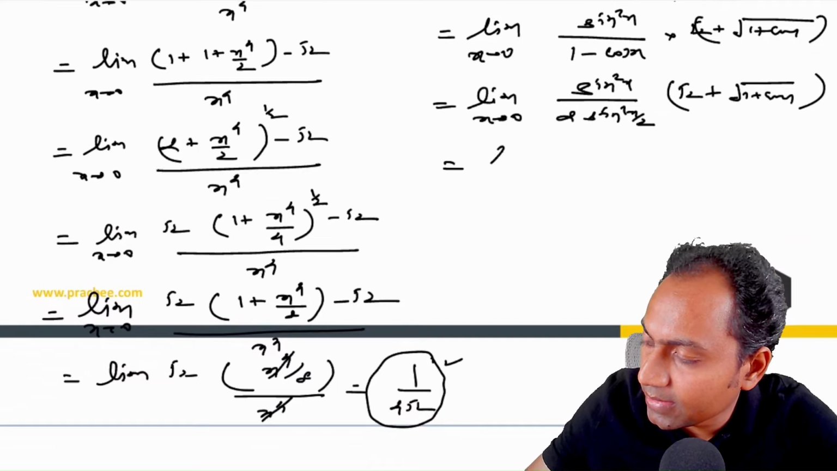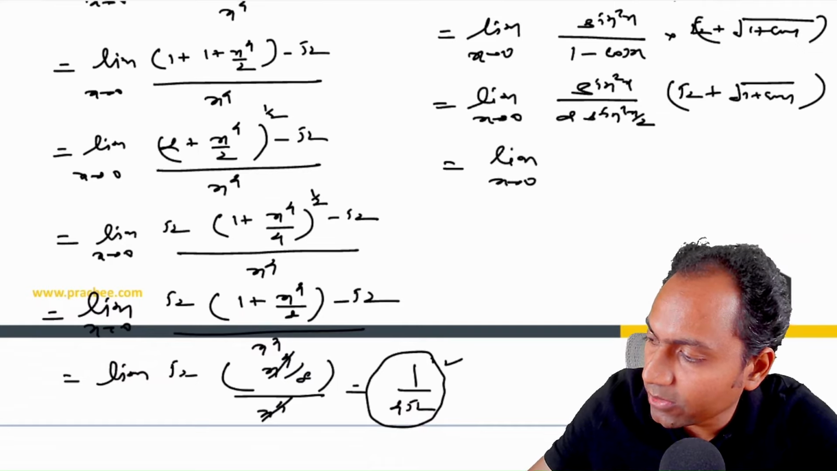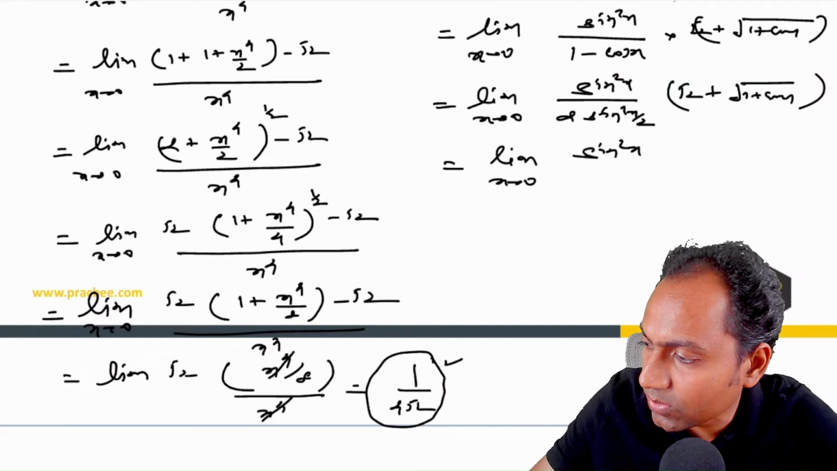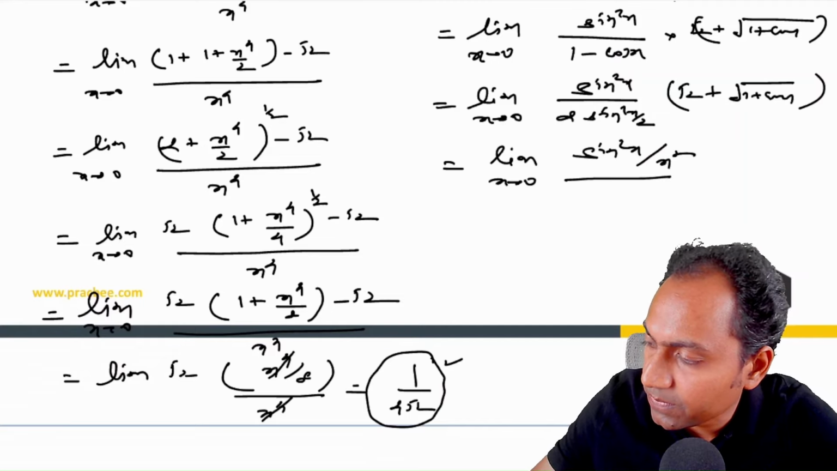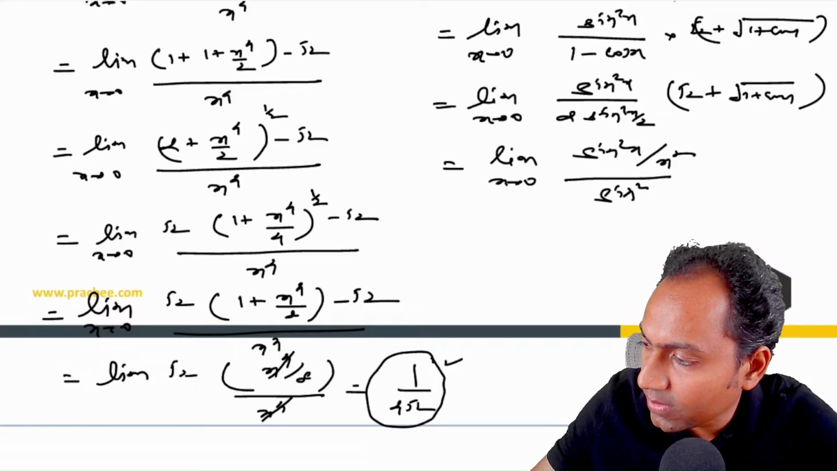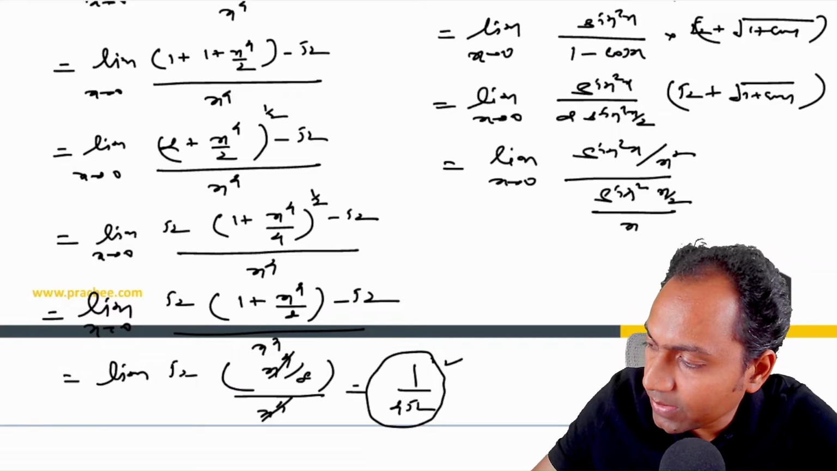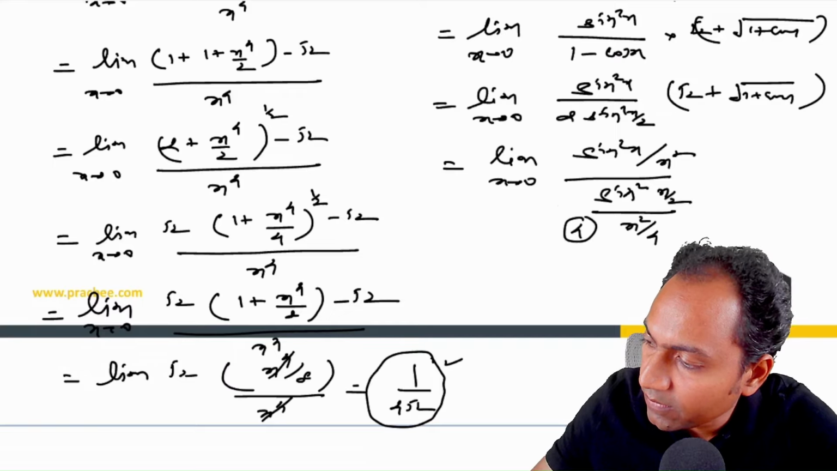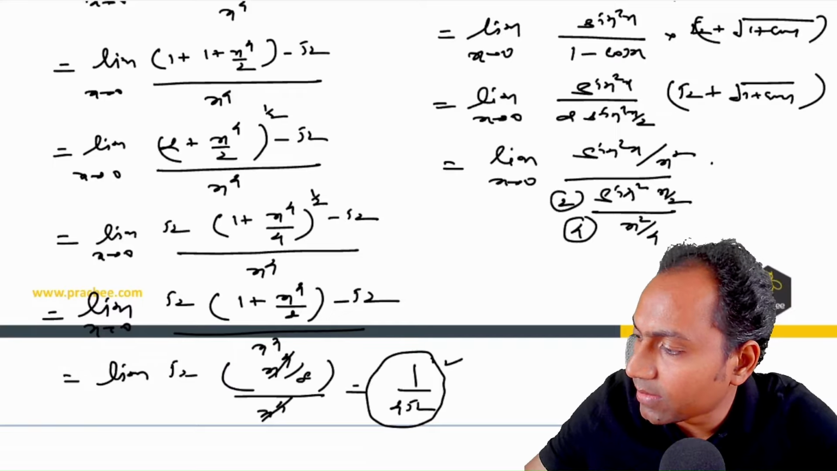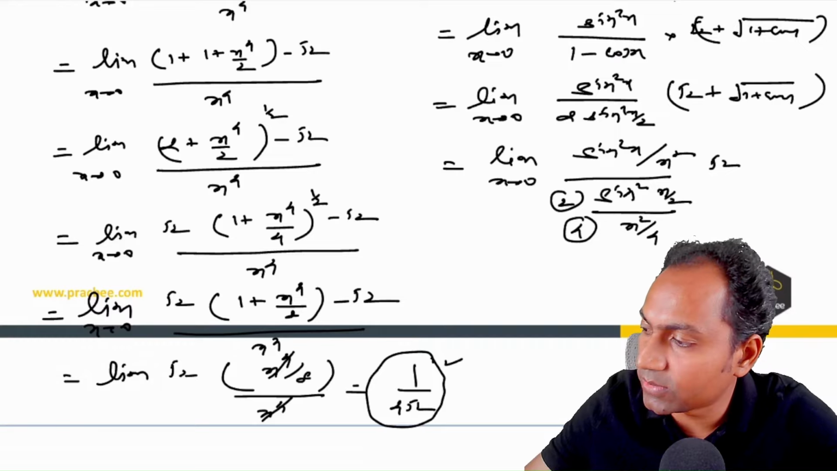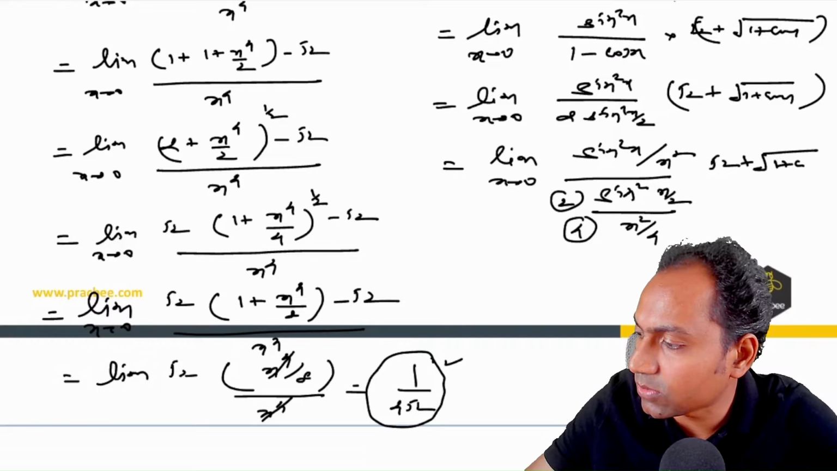And again, this part is quite simple. From trigonometric limits, we can write this as sin²x by x². This will become sin²(x/2) by x²/4. We'll have to multiply by 4 here. We have a 2 waiting here. And again, this is root 2 times root 2 plus root of 1 plus cos x.